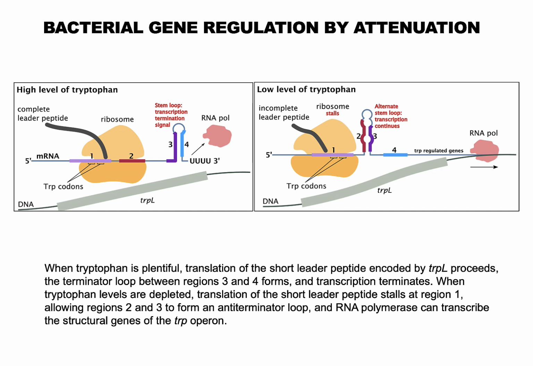The process of attenuation involves the presence of a stop signal that indicates premature termination. The stop signal, referred to as the attenuator, prevents the proper function of the ribosomal complex, stopping the process. The attenuator is transcribed from the appropriate DNA sequence, and its effects are dependent on the metabolic environment.